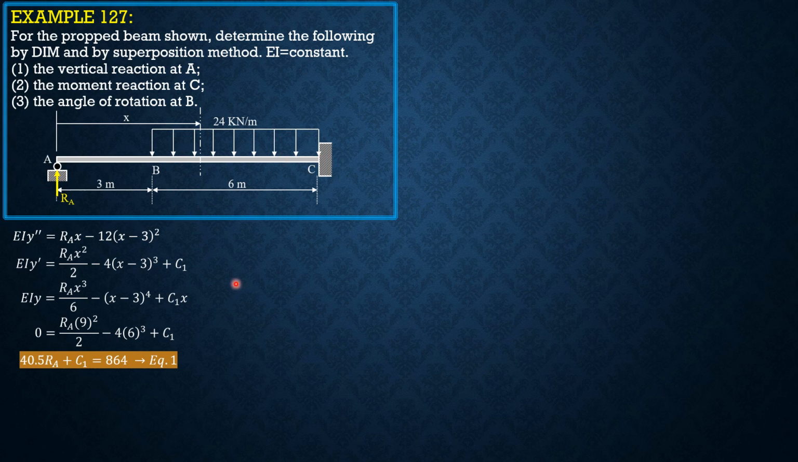So let's have the slope 0 first. Y prime is 0 when x is 9 to formulate the first equation into this equation. So 0 equals RA 9 square over 2 minus 4 times 6 cube plus C sub 1. So 40.5 RA plus C sub 1 equals 864. Then when x is 9, y is 0 into this equation. 0 equals RA 9 cube over 6 minus 9 minus 3, or 6 to the 4th, plus C sub 1 times 9. So formulating the second equation, 121.5 RA plus 9 C sub 1 equals 1296.